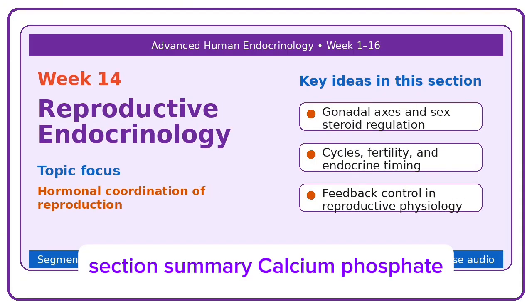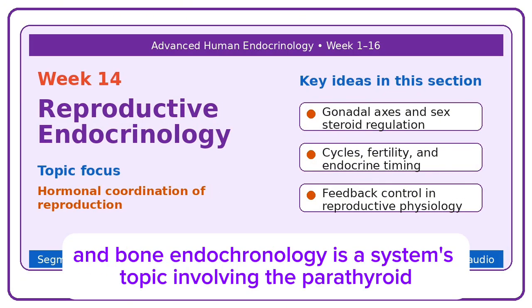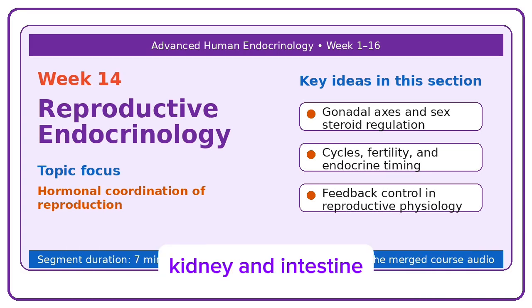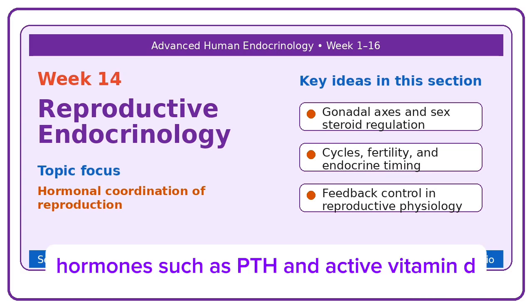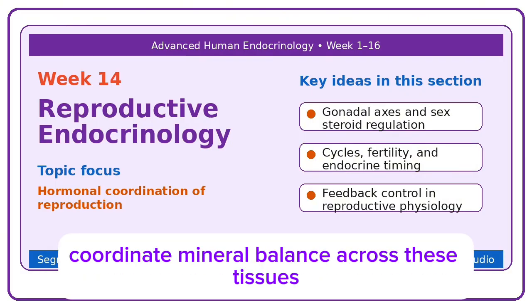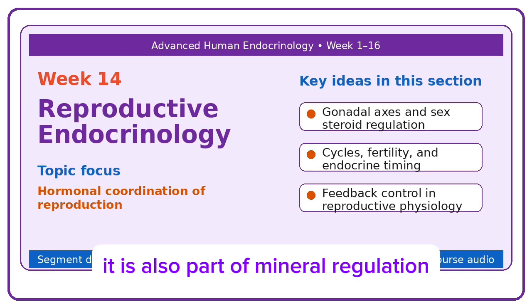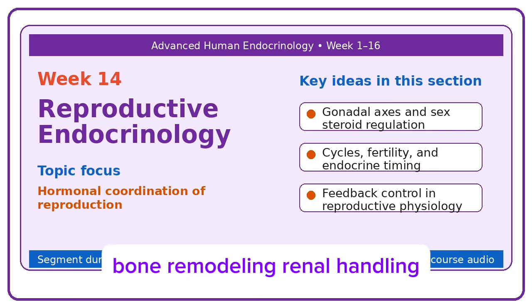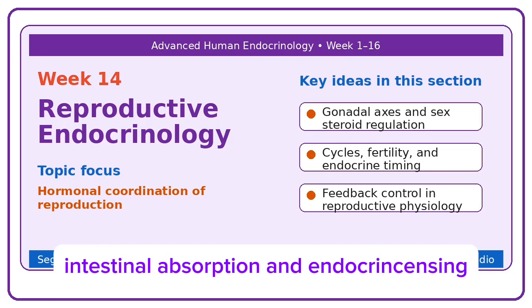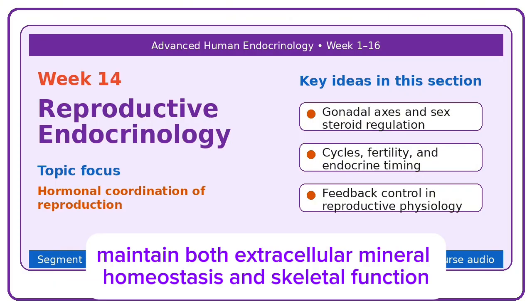Section summary. Calcium phosphate and bone endocrinology is a systems topic involving the parathyroid glands, bone, kidney, and intestine. Hormones such as PTH and active vitamin D coordinate mineral balance across these tissues. The skeleton is not only structural, it is also part of mineral regulation. Bone remodeling, renal handling, intestinal absorption, and endocrine sensing together maintain both extracellular mineral homeostasis and skeletal function.